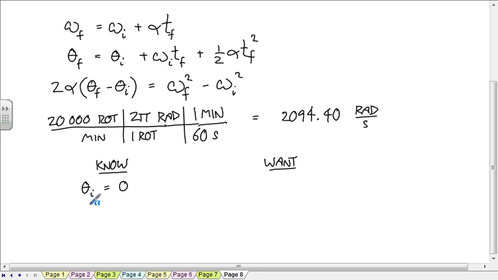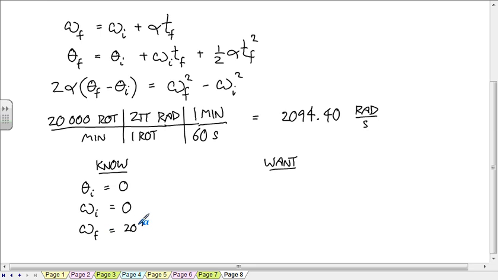Theta final, we don't know. Do we know omega initial, the angular velocity initial? Yes. It's starting at rest, so that's 0. Do we know the final angular velocity? Yep, that's the one that we just converted.